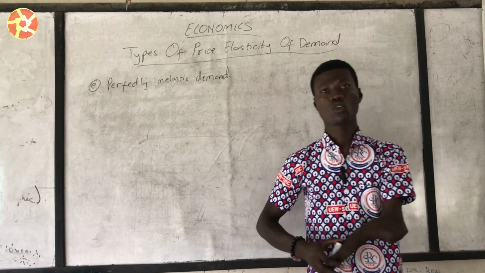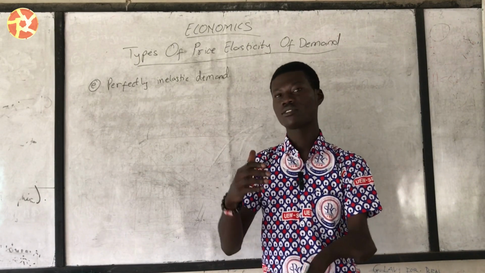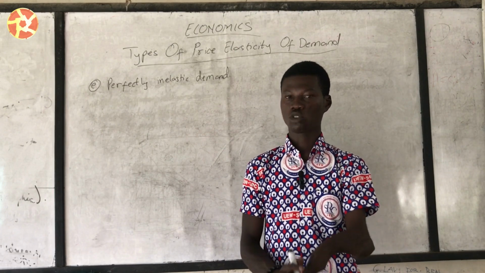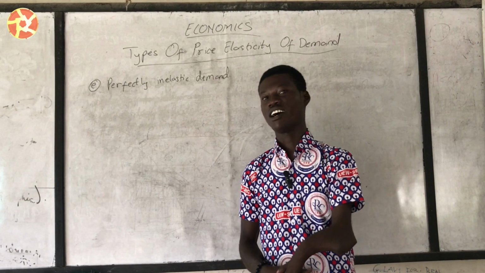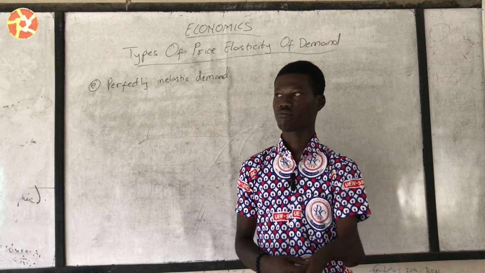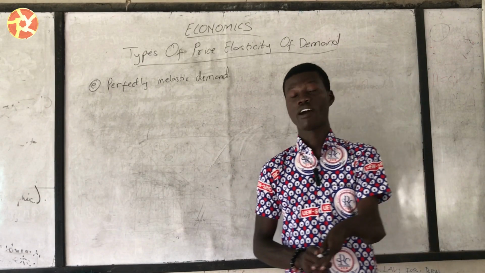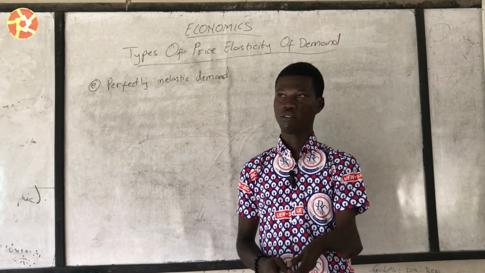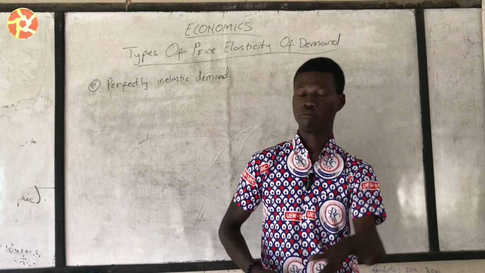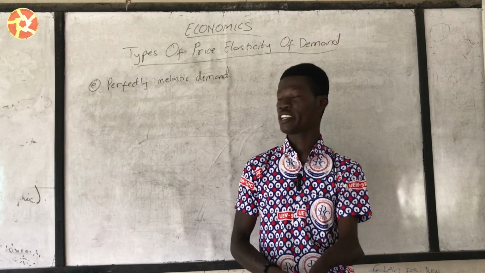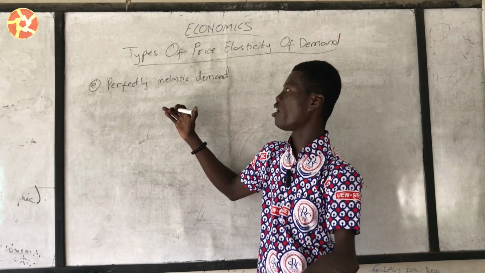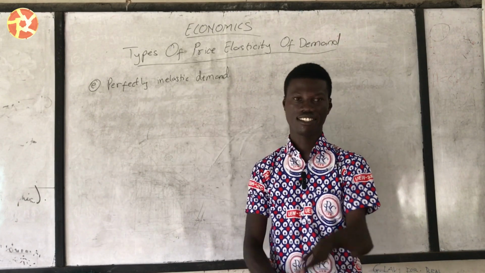So here the good is so essential that even if the price increases or decreases, you will still buy the amount of the commodity you used to buy. So changes in price do not affect quantity demanded. And for that matter, it has a vertical demand curve. Also, the price elasticity of demand is zero, because price does not determine the quantity demanded. So we calculate the PED, that's the price elasticity of demand, and you get zero. Just bear in mind that you are dealing with perfectly inelastic demand.